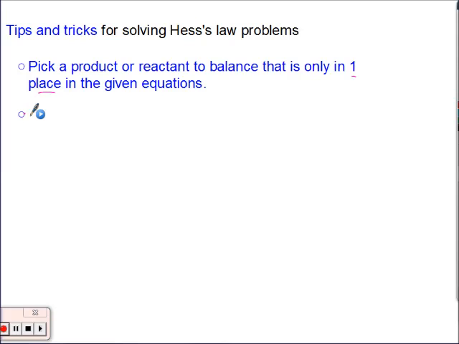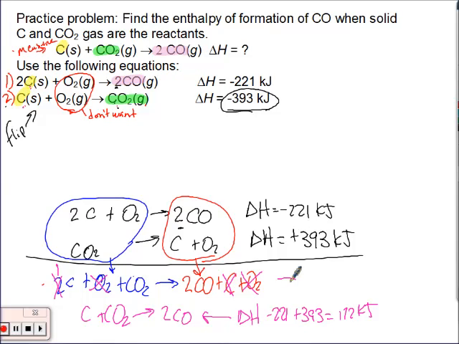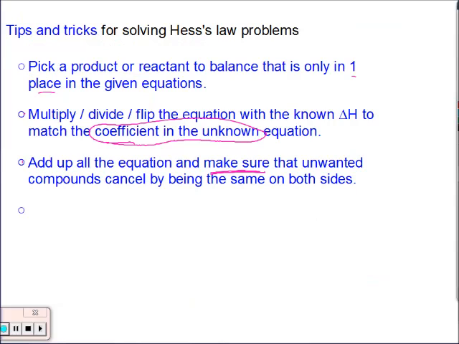The next tip or trick here is to multiply, divide, or flip the equation with a known delta H to match the coefficient in the unknown. So if I had a 2, I need to multiply by 2. If I have 3, I'm going to multiply by 3. Okay. If I need to flip it, I change the sign. Next thing, add up all the equations and then make sure. Make sure means do this step down here. Cross things out. Make sure that you're really right, that you really have the right thing. Does it really cancel out completely?